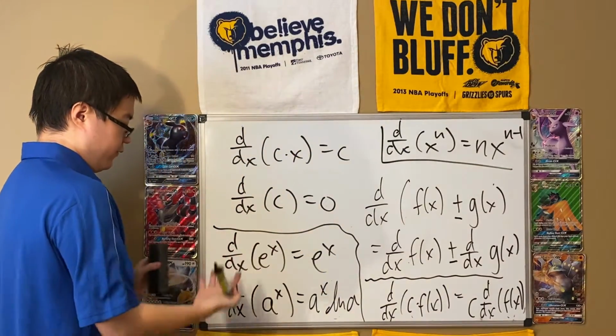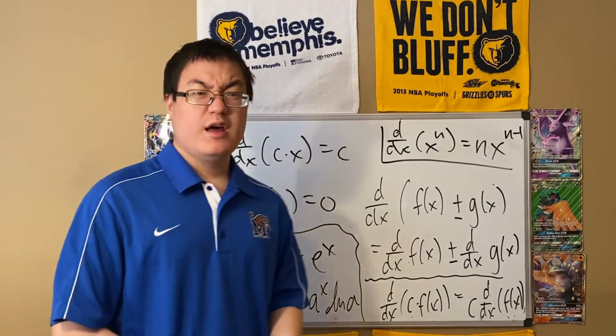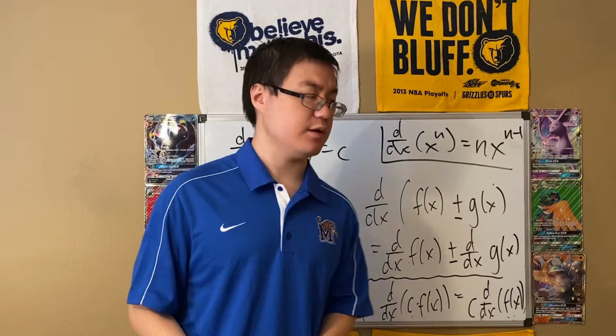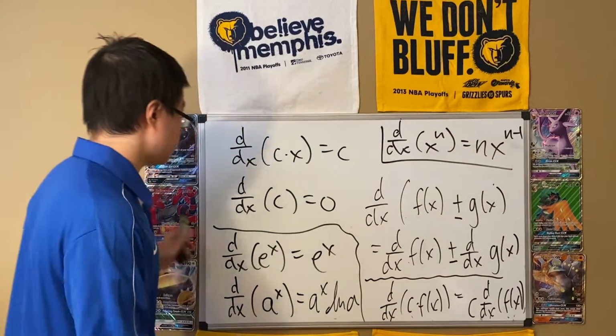And then finally, the derivative of e to the x is e to the x, the derivative of a to the x is a to the x ln a. And of course, there's more derivatives, especially the trig functions, but that's going to be in the next video. So let's practice all these rules with maybe 3 examples or so. So let's see what we got.